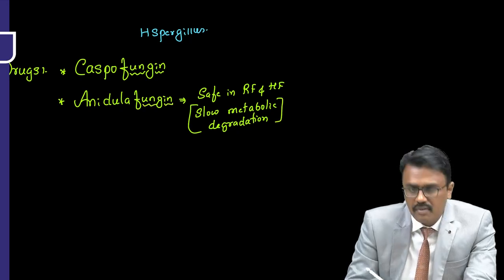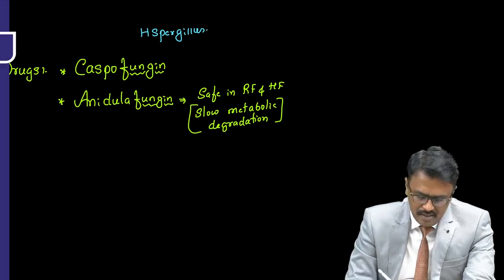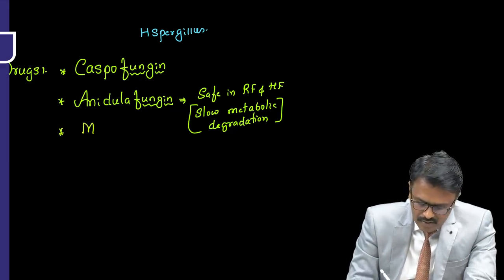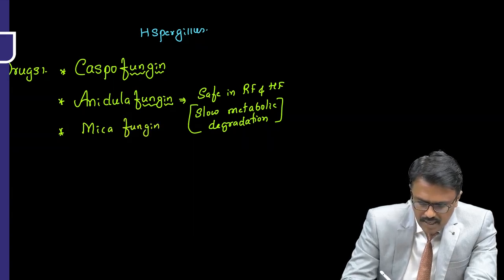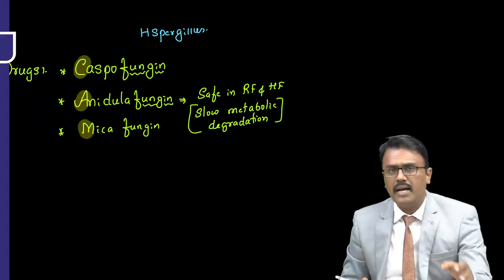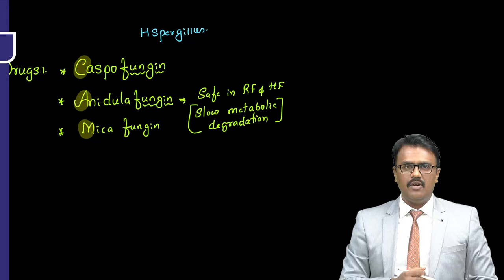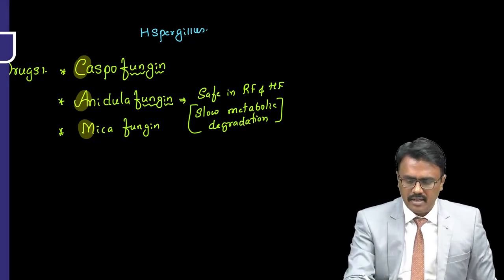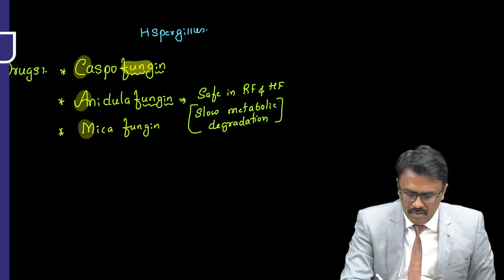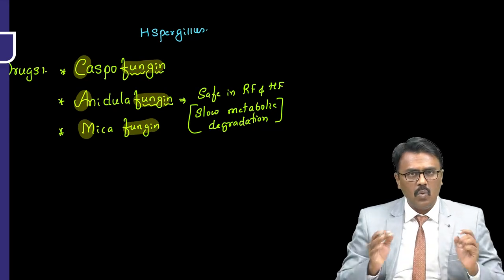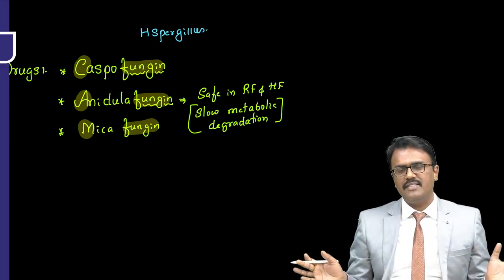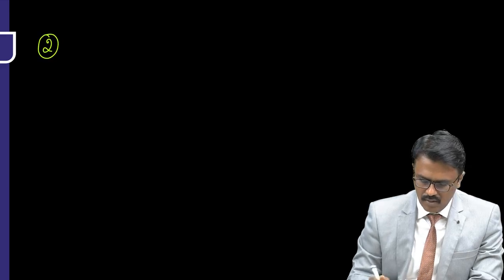Again, it ends with fungin. Very, very important. One more drug, again it ends with fungin, is micafungin. So remember as CAM drugs, C-A-M. What is that CAM? Caspofungin, anidulafungin, and micafungin. And in the exam, you can remember them as fungin. And what is the site of action? Cell wall. What do they inhibit? 1,3-beta glucan synthase.